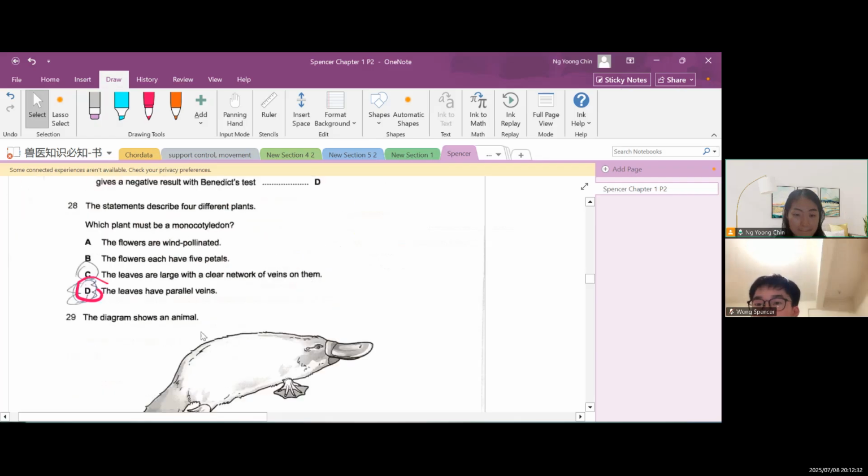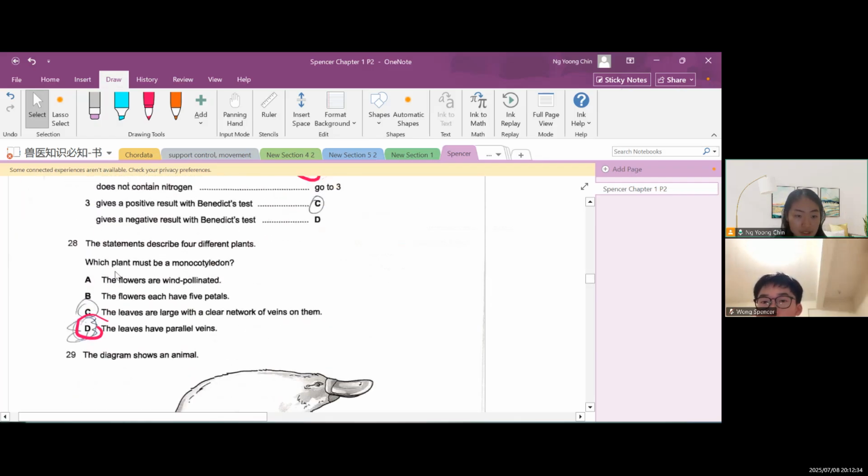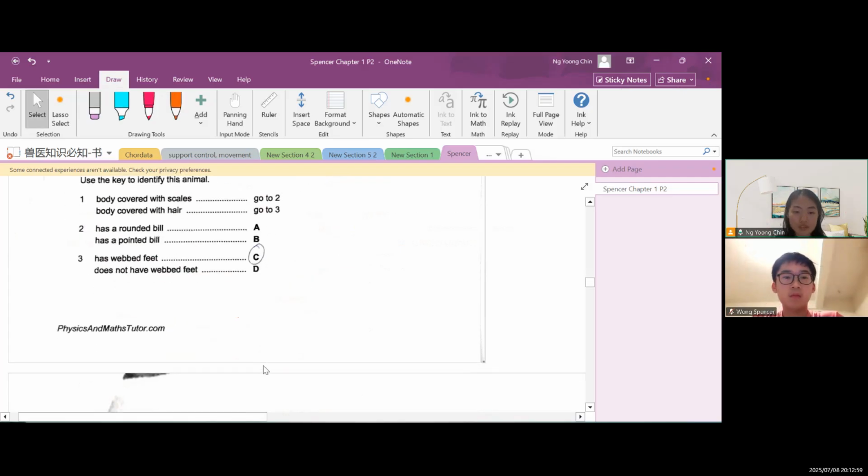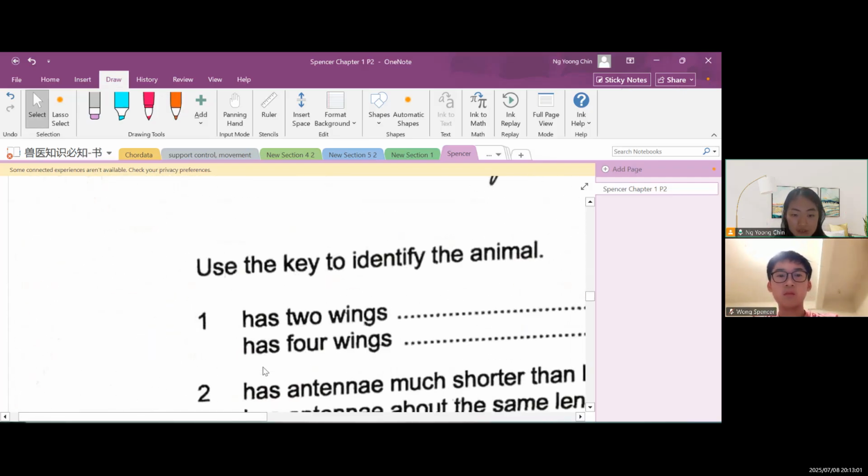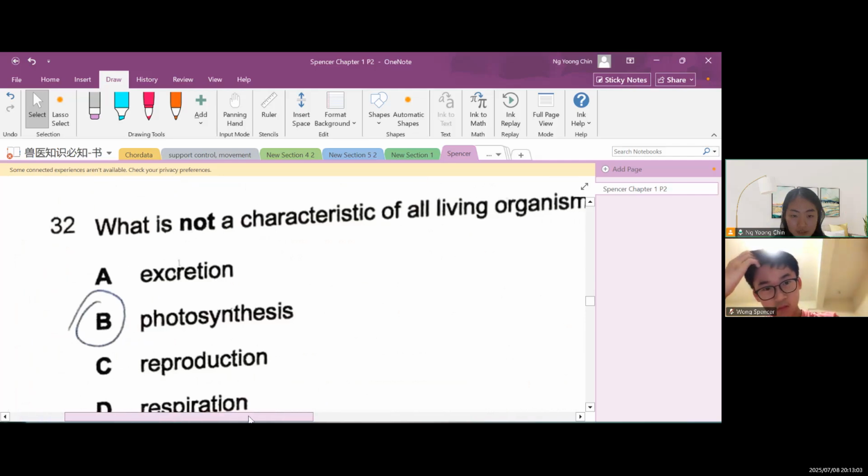And then for this one, which one must be monocotyledons? This one has parallel veins. This C is large, and large means a very broad leaf. With a network of veins, which we call network-like veins, right? So this actually belongs to dicotyledons. It's not monocot. It's dicotyledon. Then that's all.